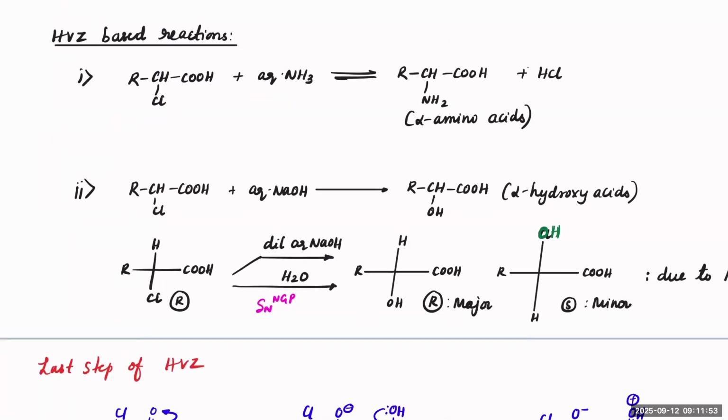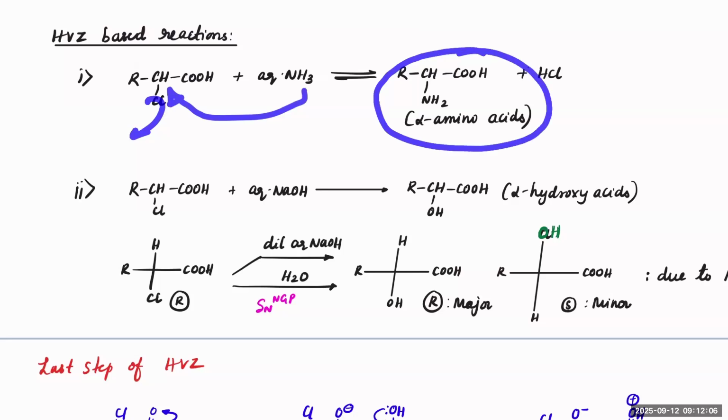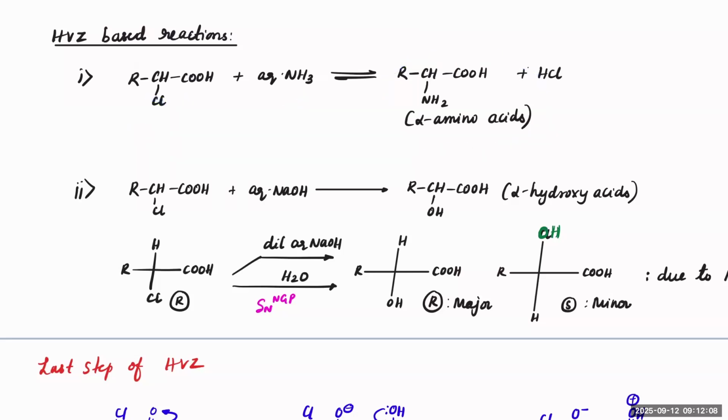The HVZ reaction has a lot of advantages. If you have an alpha halo acid and react it with ammonia, ammonia will attack here and remove chlorine, so you'll get alpha amino acids. If you take OH minus, OH minus can attack here, remove Cl minus, and you'll get an alpha hydroxy acid. Alpha hydroxy acid is nothing but lactic acid. Alpha amino acid is the basic form of protein. So you can see the advantages. You can get a lot of products that we require in general.